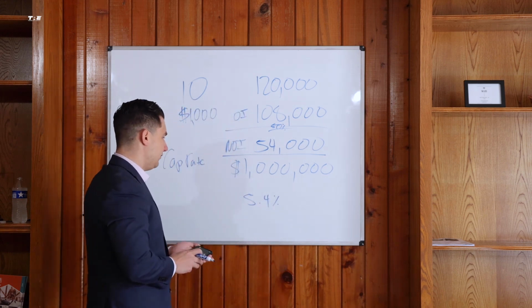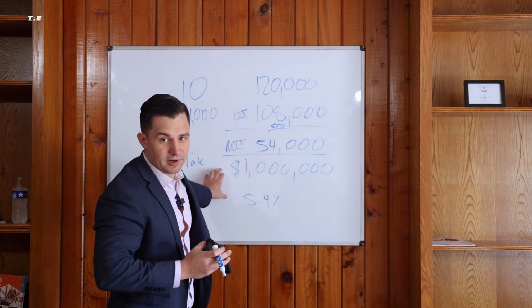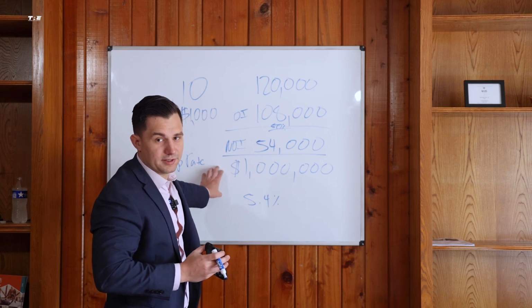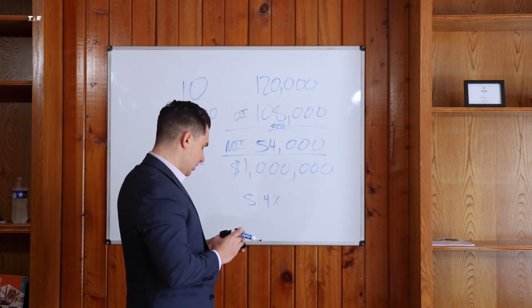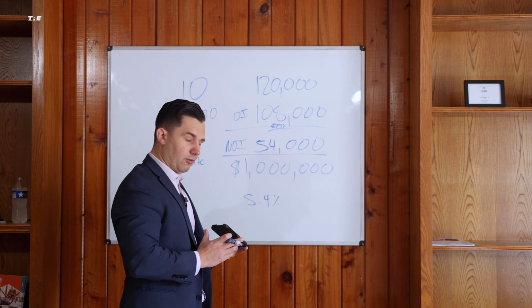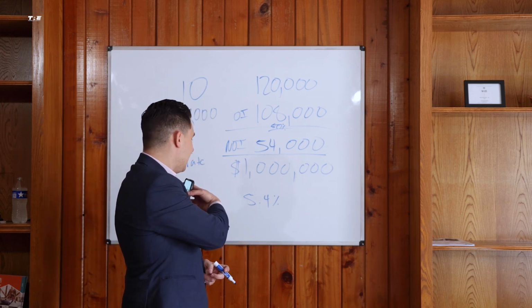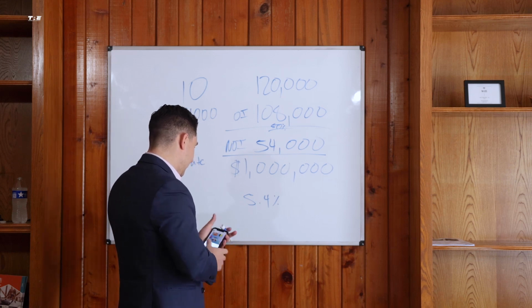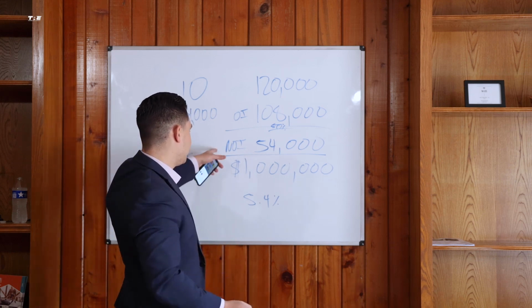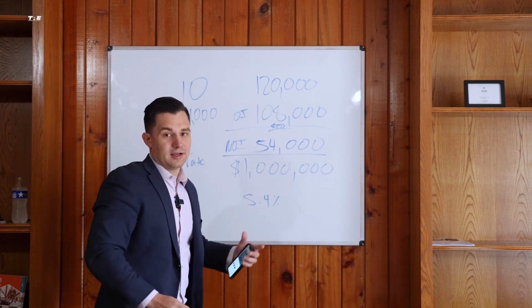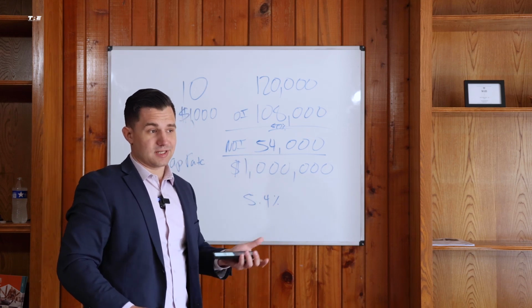So that means that if you bought this apartment complex, this 10 unit, for $1 million and you paid cash for it, you would get a 5.4% return on that $1 million. Now, if you got debt on the deal, it does not mean that you're going to be able to keep this 5.4%, because a lot of this 5.4% is going to go to the bank.